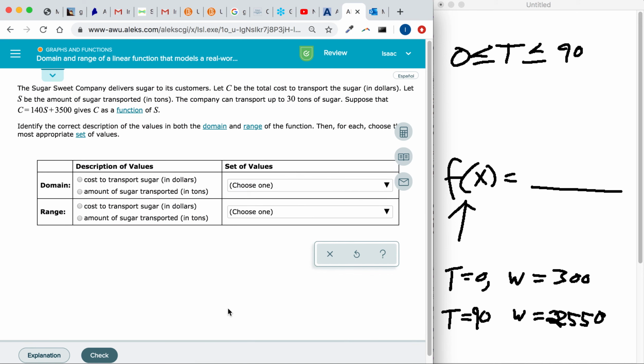This one's going to be the same type of thing. You've got to read the problem and think about all the different values. The domain of this one is S, and the range of this one is C.